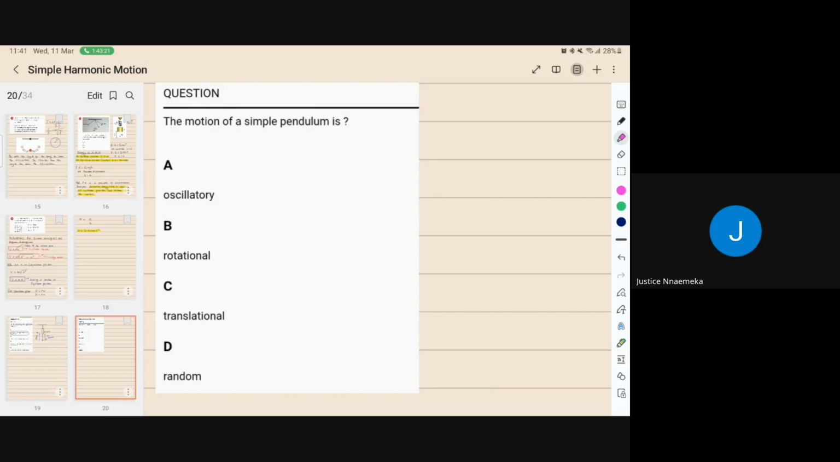Yeah, it's oscillatory because it's a to and fro motion. Right, it is a to and fro motion. So this is true. To and fro motion, so it goes up, down, up, down. So this is oscillatory motion. All right.